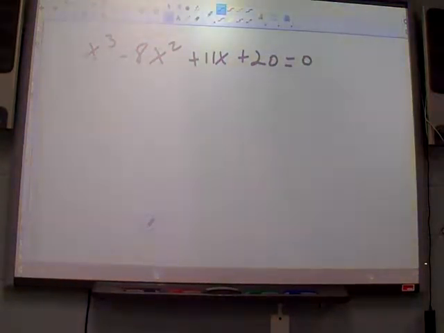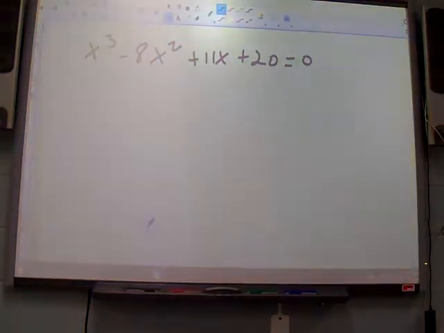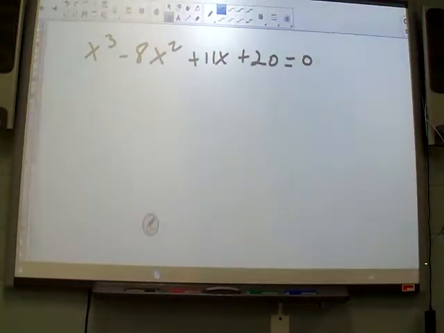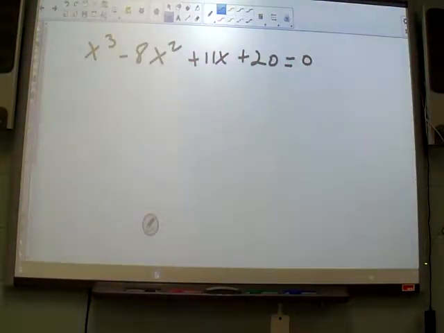This is something new. Alright, we got x cubed. Y'all ready? This is something different. x cubed minus 8x squared plus 11x plus 20 is equal to 0. And our directions are the same, it says to solve.